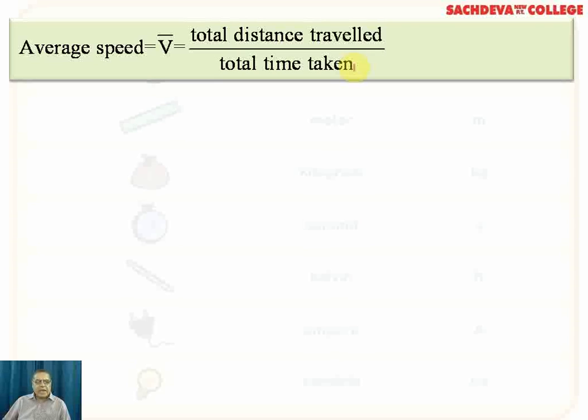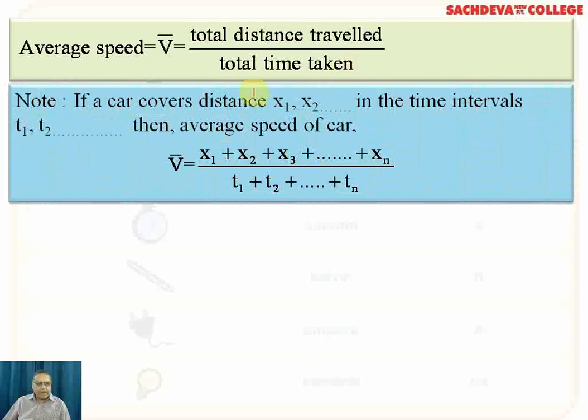So we have to add the total distances. So that is, individual distances will become the total distance. And similarly, we have to add individual times, so that is the total time. So then total distance is divided by total time.